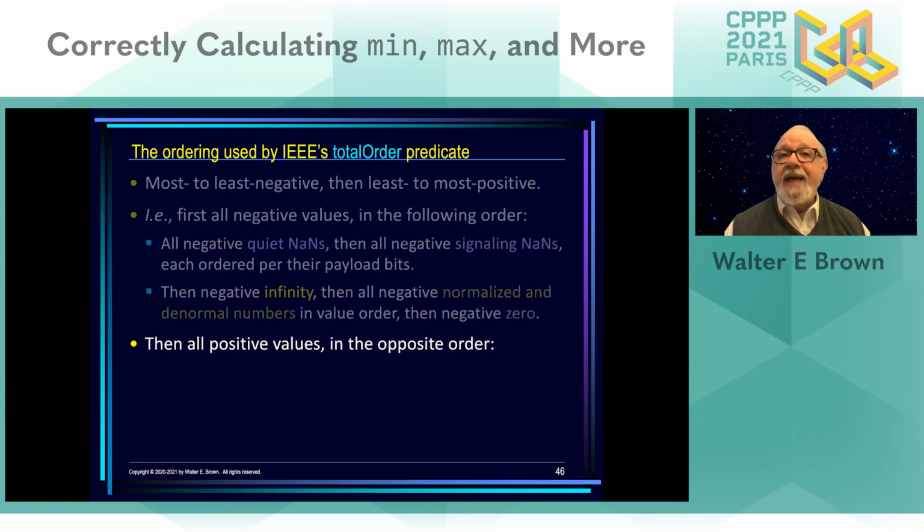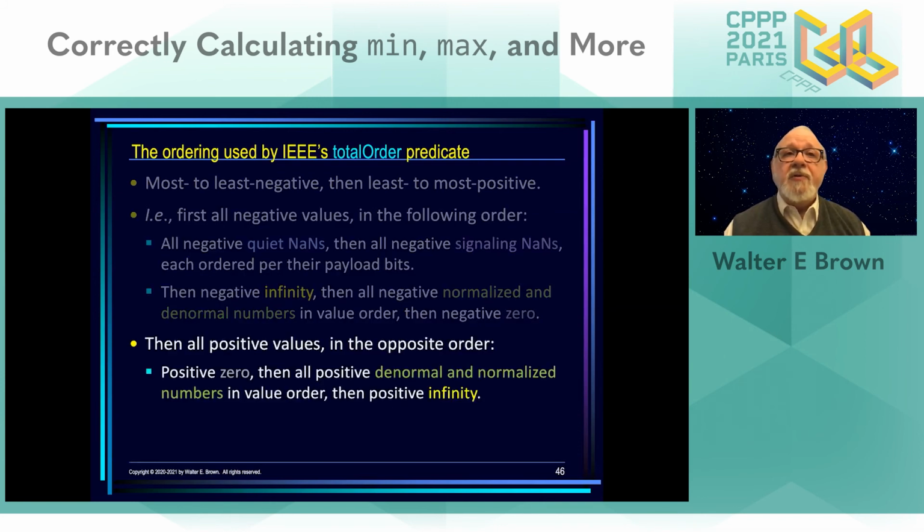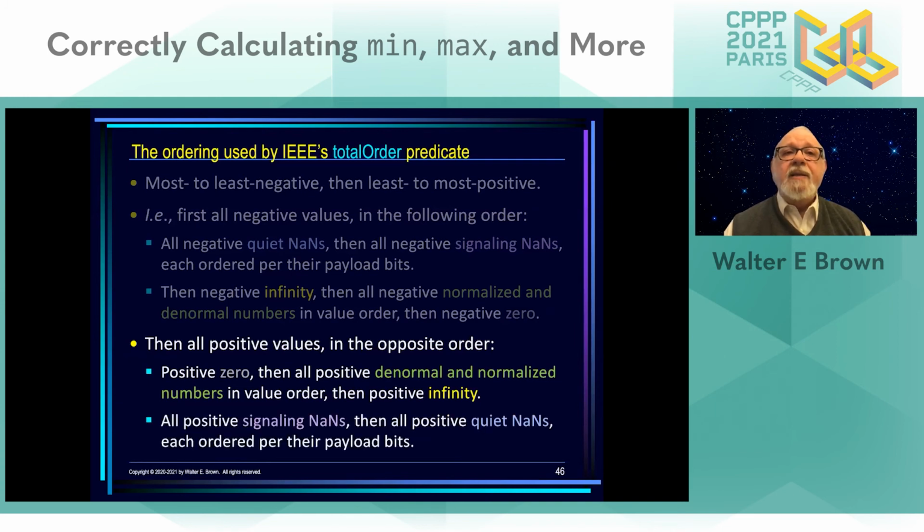Positives are the same in the opposite order. First comes positive 0, then all the positive denormals and normalized numbers in value order, and then positive infinity, then the positive signaling NaNs, and then the positive quiet NaNs. So it's a restatement of what IEEE total order requires.